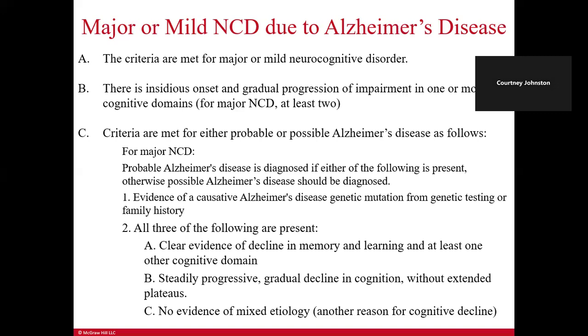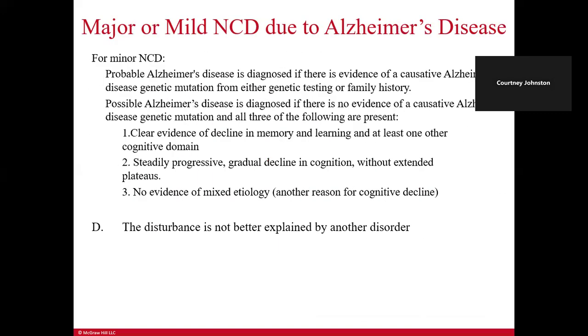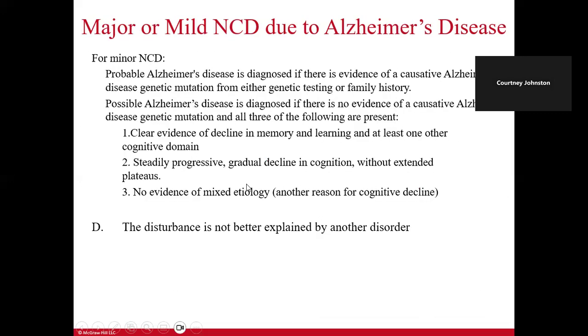Okay, so that is the basis. And then here's the thing. This is for major neurocognitive disorder. Somebody has major neurocognitive disorder. This is what we just talked about is what is going to apply. And again, if either of the following, either one of these is present, otherwise, it's possible Alzheimer's disease.